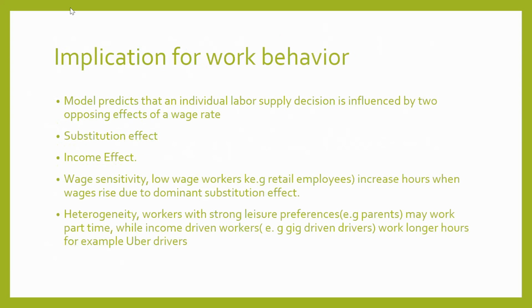Then for our next slide, we have implications for work behavior, where the model predicts that an individual's labor supply decision is influenced by two opposing effects of a wage rate, which are the substitution effect and the income effect. Now, we have the wage sensitivity, whereby low wage workers, such as retail employees, increase hours of work when wages rise due to the dominant substitution effect. Then we also have heterogeneity, where workers with strong leisure preferences, such as parents, may work part-time, while income-driven workers, such as gig workers, work longer hours, for example, Uber drivers.